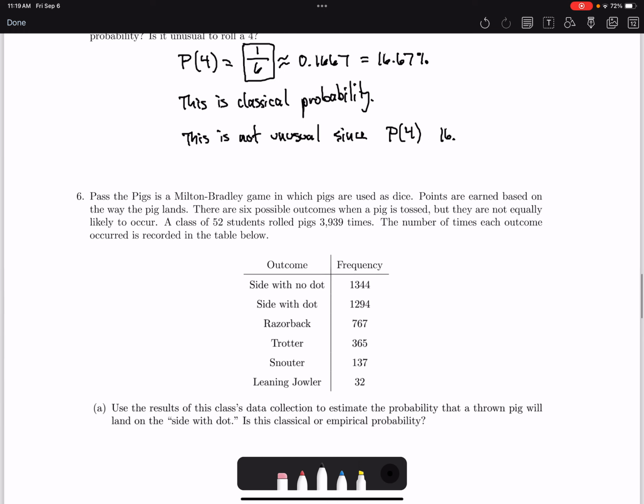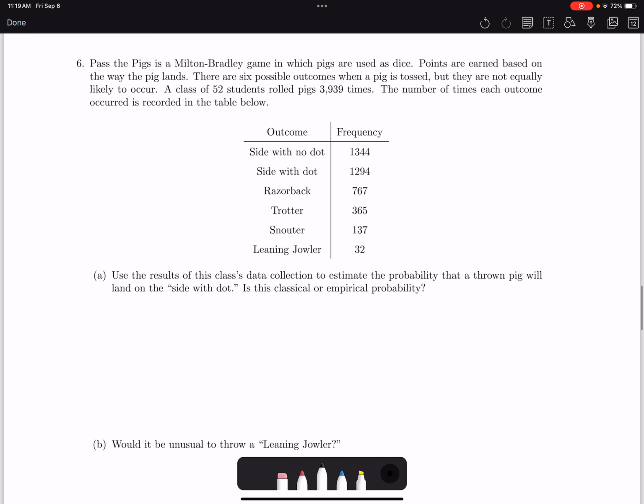Okay, next one. Number 6 says, Pass the Pigs is a Milton Bradley game in which pigs are used as dice. Not real pigs, little plastic pigs. You throw little plastic pigs, and based on the way the pig lands, you get a different number of points. There are 6 possible outcomes when a pig is tossed, but they're not equally likely to occur. So we have to rely on some experimentation here to figure out the likelihood that the pig is going to land in a certain way.